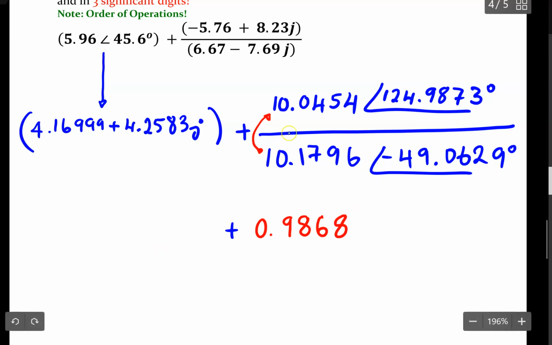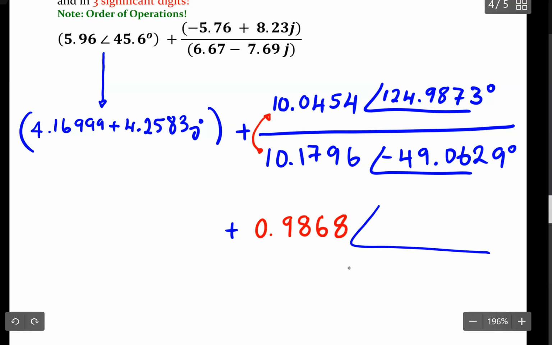I want to show you this number, 10.0454 and 10.1796. Do you see that they are actually very close to each other? If you round too much, you may end up with maybe just a 1 here, which is not really accurate.